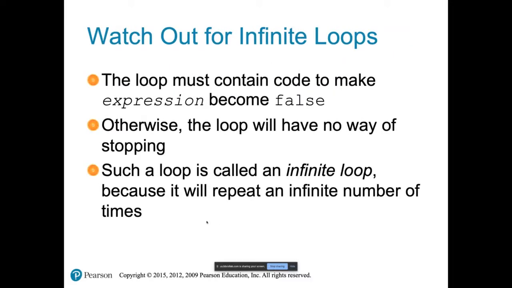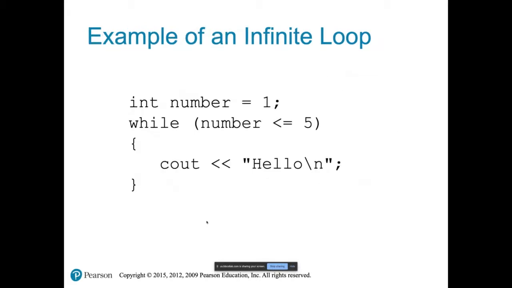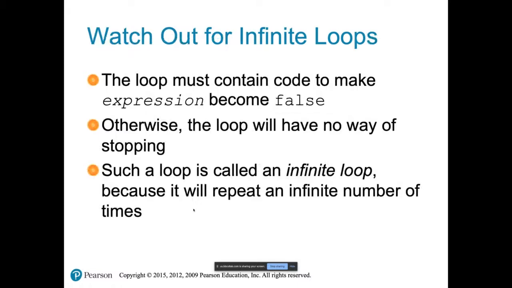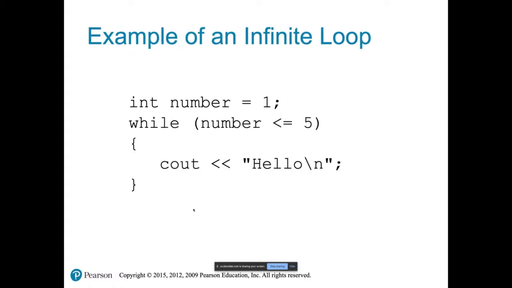This is what we just talked about. The loop must contain code to make the expression become false. Otherwise, the loop will never end, and that's what we call an infinite loop. It will never end on its own. In this example right here, this cout statement will never stop because we have nothing to make number less than or equal to 5 become false.